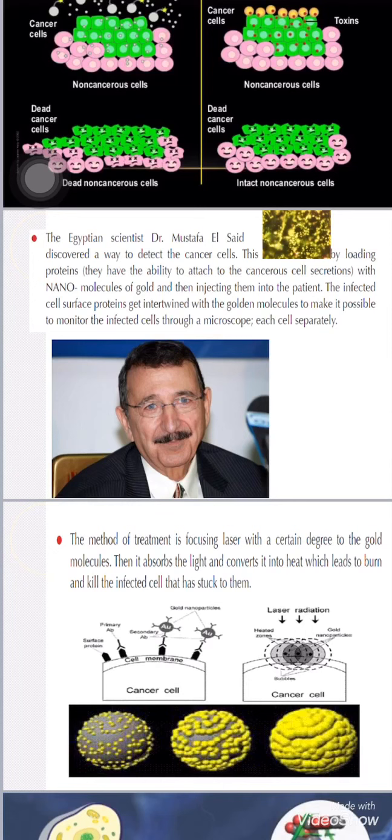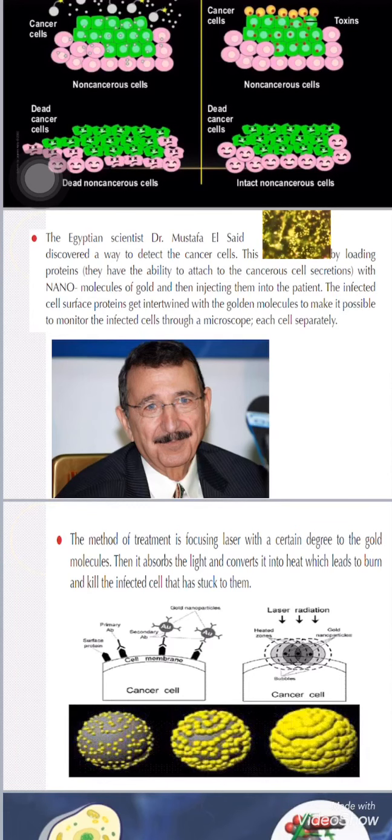Okay? So in this way of treatment, what happens? The gold molecules are on the cancer cell by the proteins. The proteins attach to the secretions and the proteins carry gold molecules. So the gold molecules now are on the cancer cell. When I focus the laser, I focus it on the gold molecules. So the gold molecules absorb the laser and change the light into heat. What happens then? The cancer cell starts to burn and it will be killed.